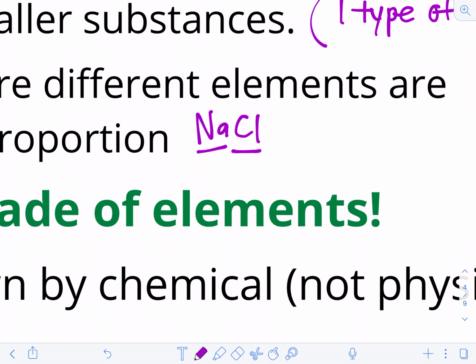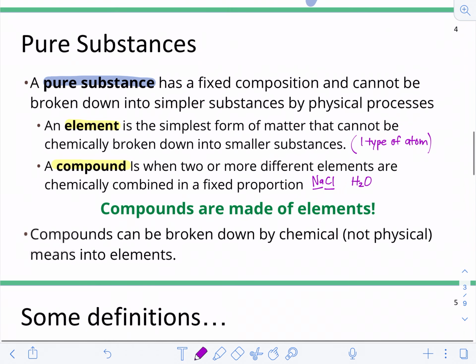Same thing with water, H2O. There's more than one element because we see hydrogen and oxygen. But if I changed the number of hydrogens, or added a number here, or changed the number from being one, which is what it is right now, it actually wouldn't be water anymore. So that's the idea of fixed proportions. You cannot change those little numbers. You can't change the ratio of how many atoms of one type to the other type of atom.